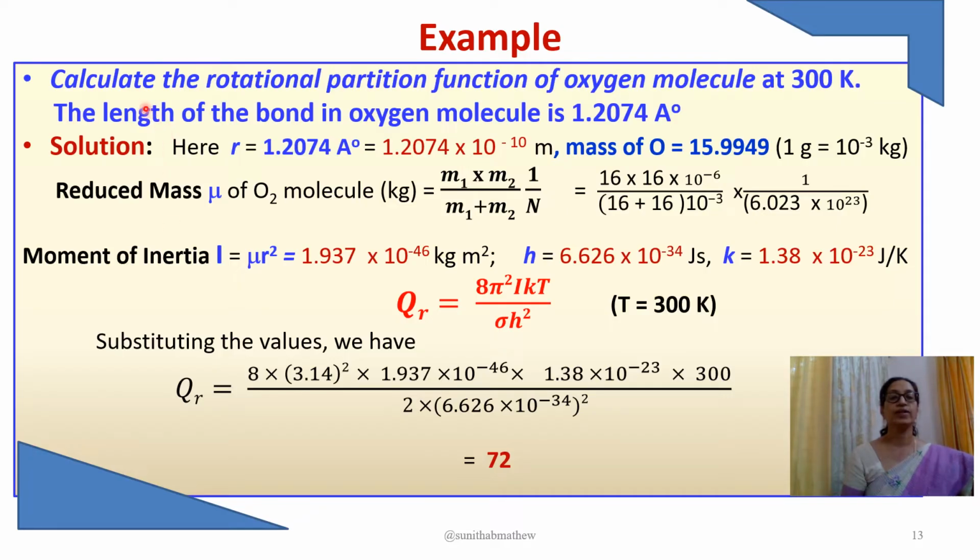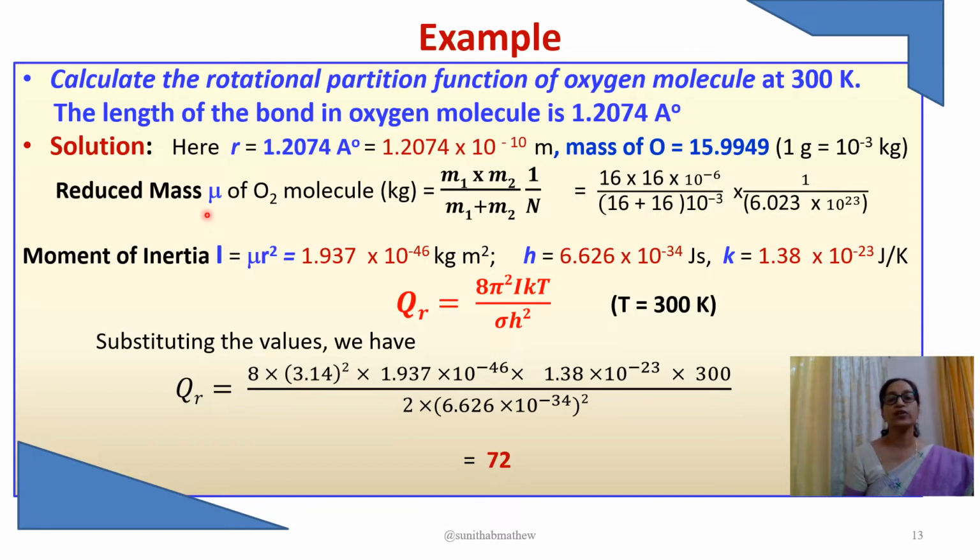Now let's see a numerical based on the rotational partition function. Calculate the rotational partition function of an oxygen molecule at 300 Kelvin, given the bond length of the oxygen molecule is 1.2074 angstrom. Now I = μr², where r is the bond length. We convert this angstrom into the SI unit meter, so this will be 1.2074 × 10^-10 meter. The mass of an oxygen atom is 15.99; we are taking approximately 16.